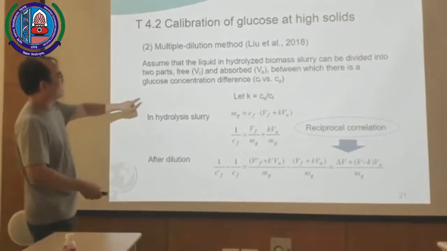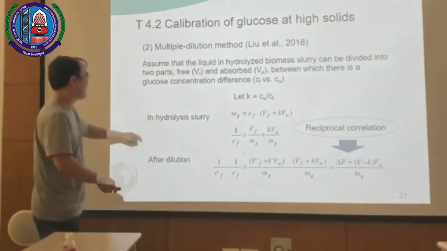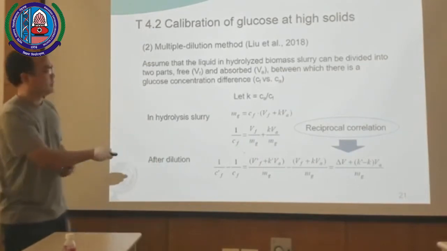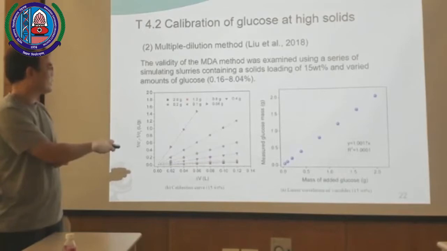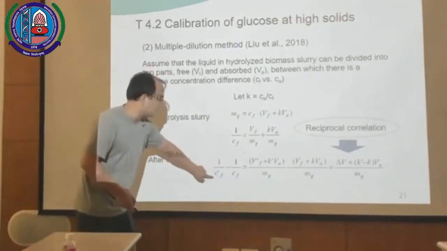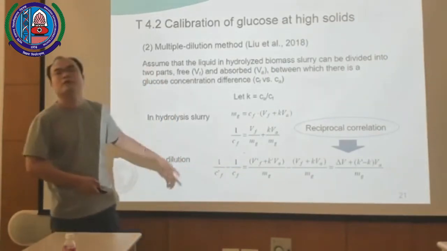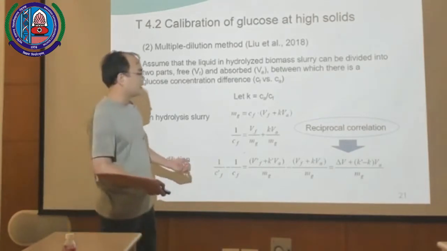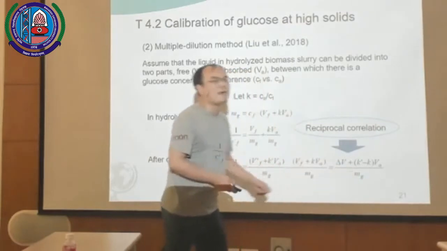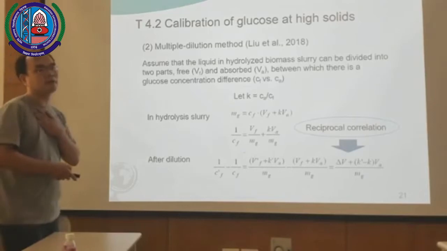Now I use a coefficient K to express this, and I can derive a new equation like this. What I need to do is still test the change of the concentration of the slurry. It's not difficult. And from this I can get to know the total mass of the glucose. It is a reciprocal correlation method.